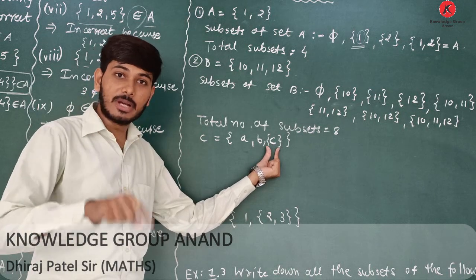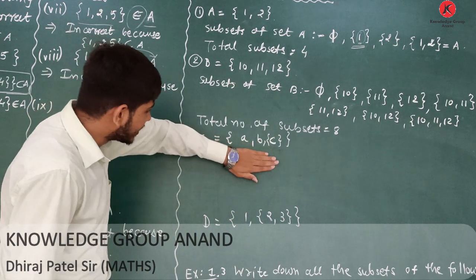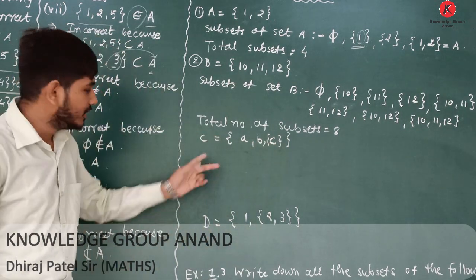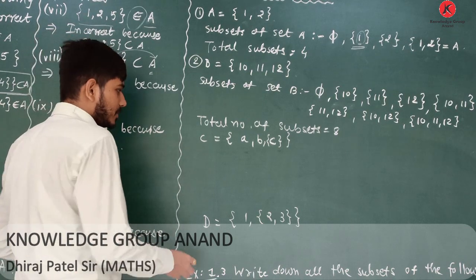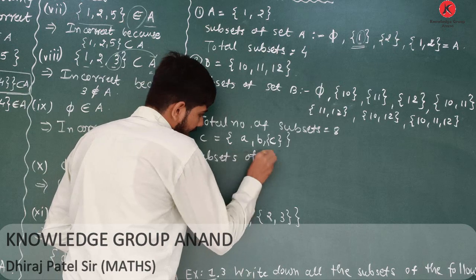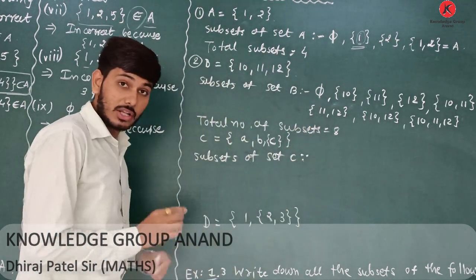This is the element having curly brackets. Okay, so now this is the important question: list out all the subsets of this set, the subsets of set C. I am listing out all the subsets.